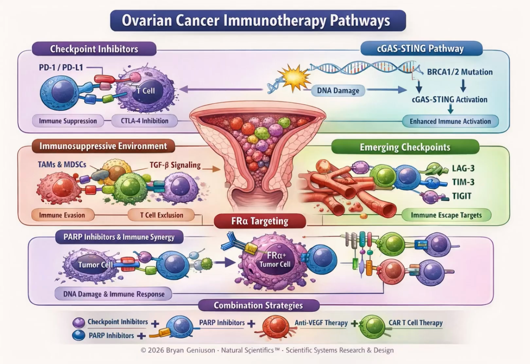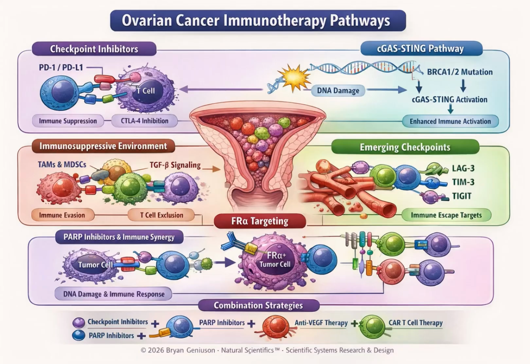suppress immune activation. Within this microenvironment, tumor-associated macrophages commonly polarize toward M2 phenotypes, promoting tumor growth and inhibiting effective immune responses. Myeloid-derived suppressor cells further limit T-cell activation, while stromal signaling pathways such as transforming growth factor beta contribute to immune exclusion and reduced immune cell infiltration. Together, these mechanisms allow ovarian tumors to evade immune surveillance.